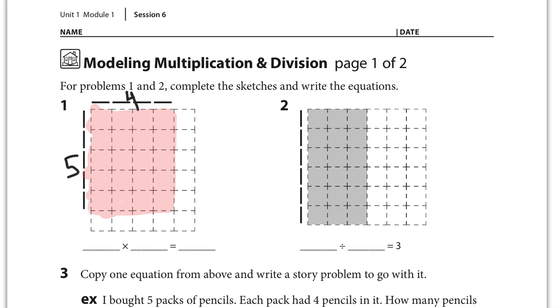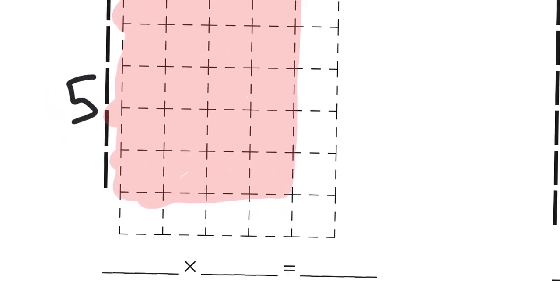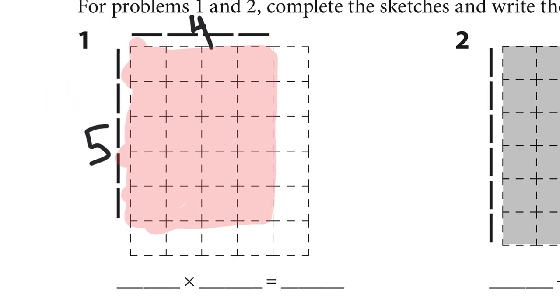When it comes to filling in this equation, I would think of it this way. We said it was 5 tall, 4 wide. To figure out how many squares we've filled in, I could count every single one of them, 1, 2, 3, 4, 5, 6, 7, 8, or I could just do the multiplication down here and say 5 times 4, count 5 4 times, what do you get? 20. If you counted all those squares, there would be 20 of them shaded in.